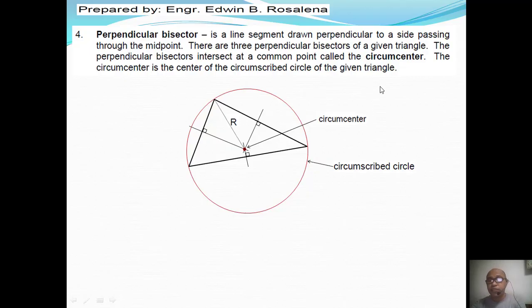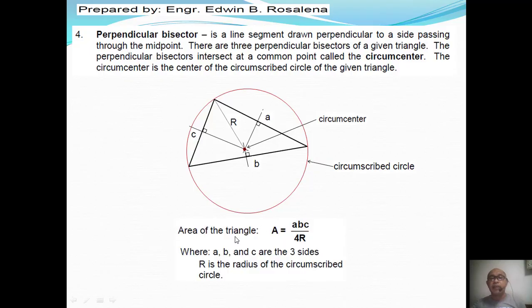So what are the relations? If a, b, and c are the three sides, then the area of the triangle is equal to abc over 4R, where a, b, c are the three sides and R is the radius of the circumscribed circle of the triangle.